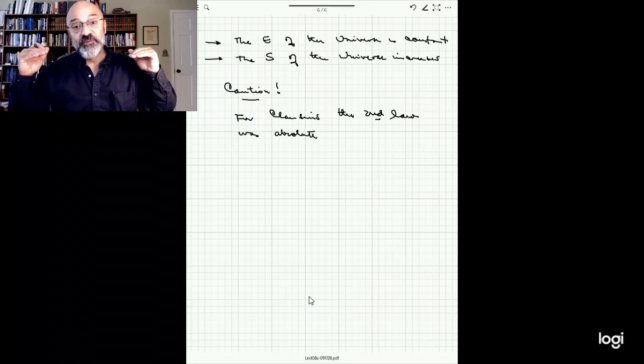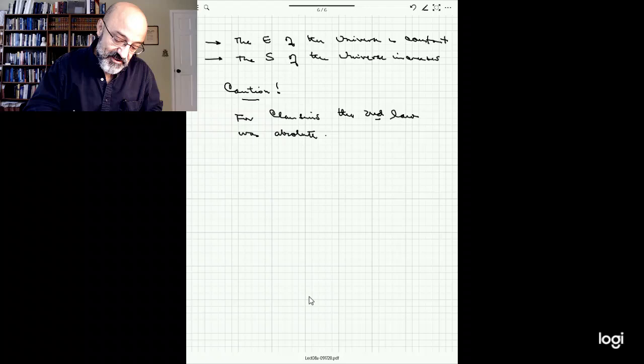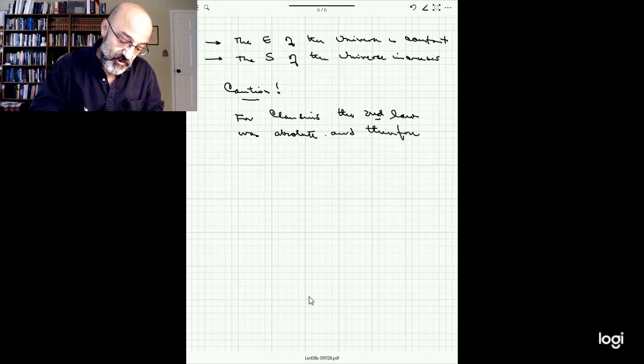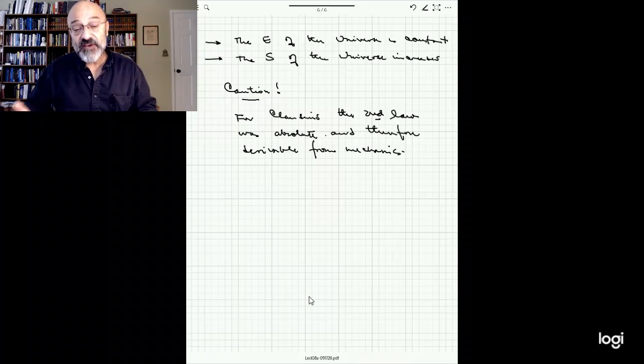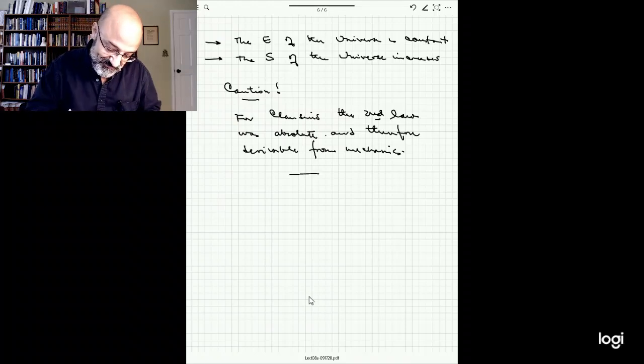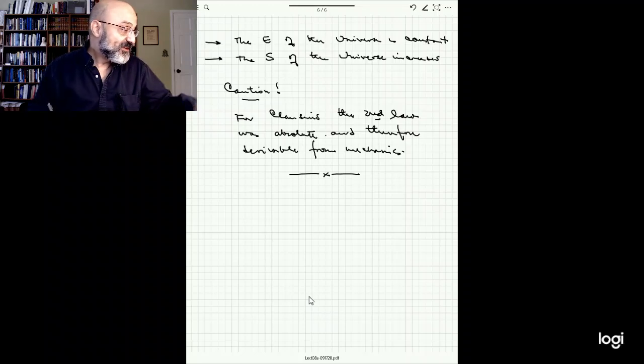There could be absolutely no violations of the second law, and therefore it was derivable from mechanics. He attempted to derive it, and of course he failed. Very good. The next person we want to talk about here is Maxwell.